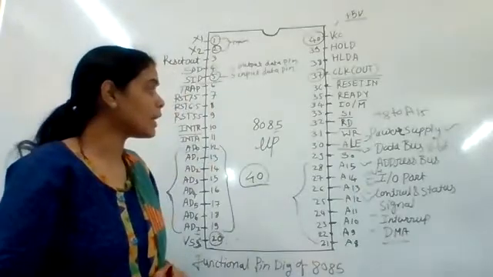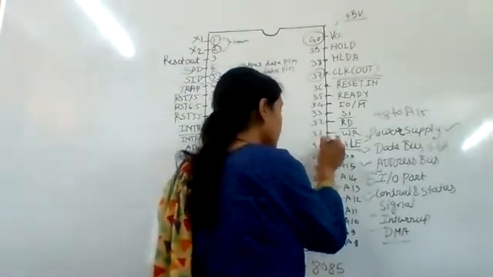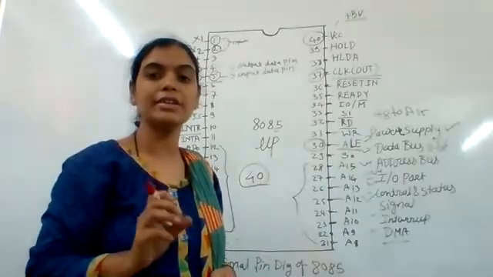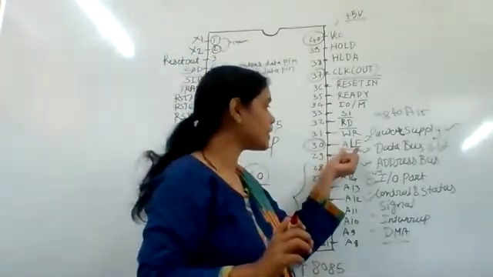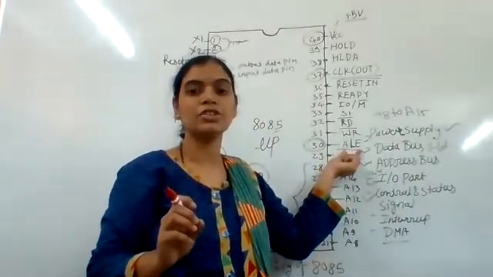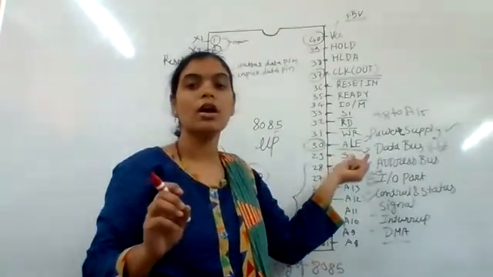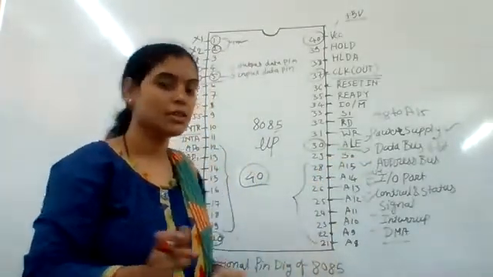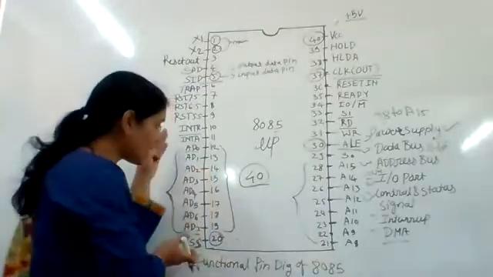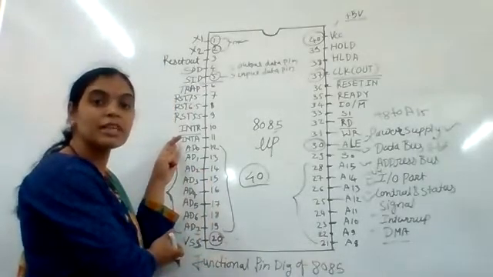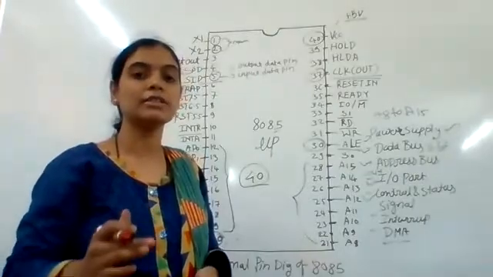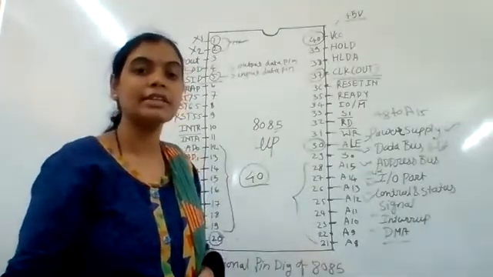First, starting from ALE, pin number 30. ALE is an acronym for address latch enable. We know that the 8 lower order bits of the 16-bit address are multiplexed with the 8-bit data bus. This pin gets enabled at the time when the address is present on the multiplexed address and data bus. Otherwise, it gets disabled.